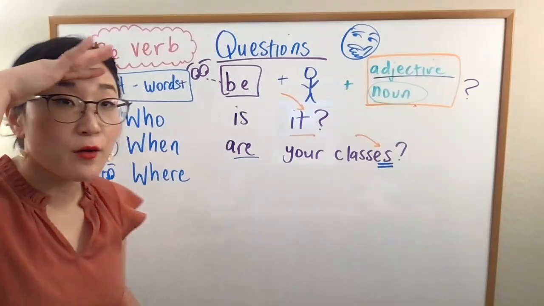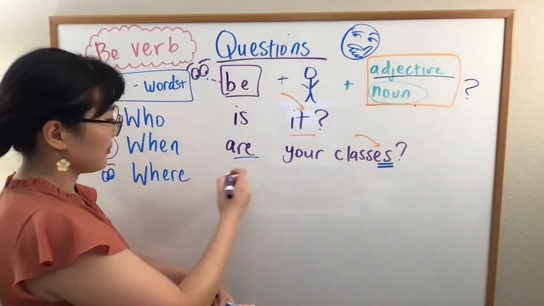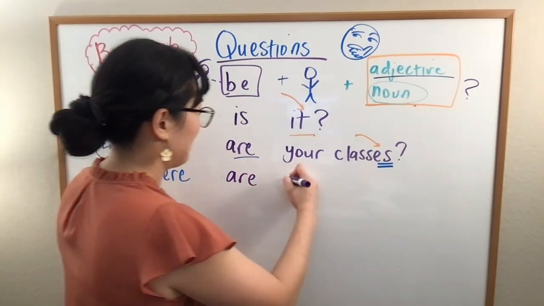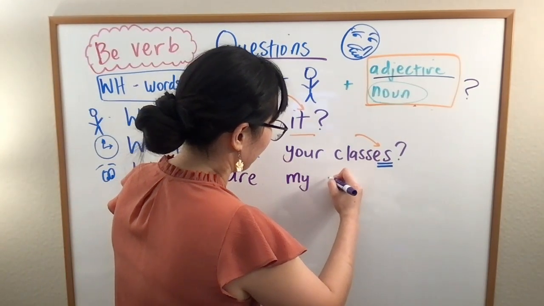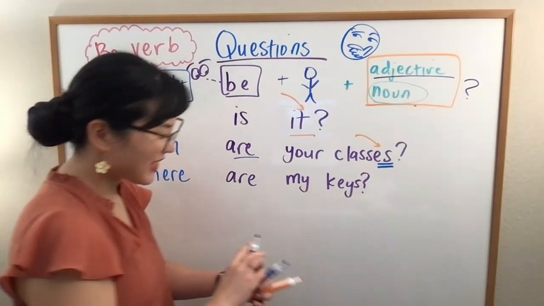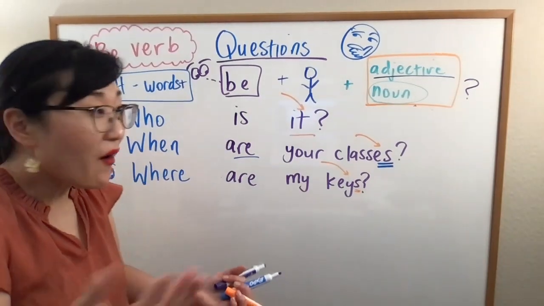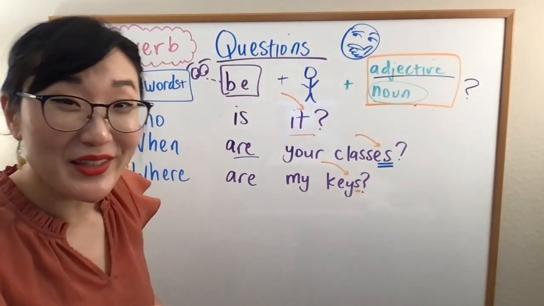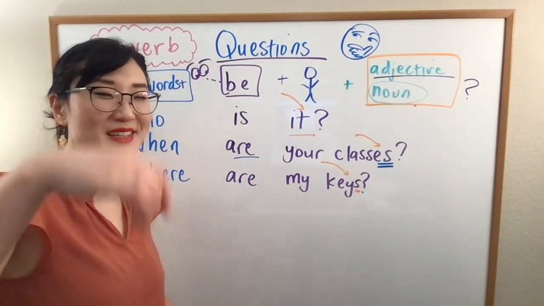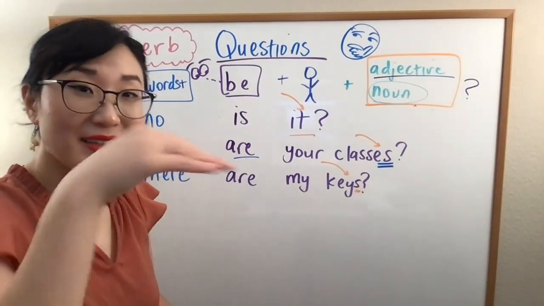Where is for a location. Where are my keys? My keys, again, plural. Where are my keys? My car keys, my house keys. Where are my keys?